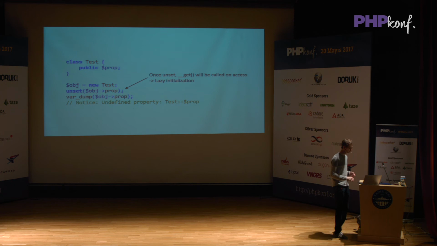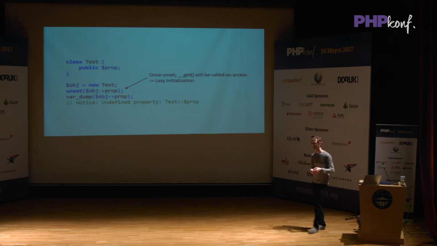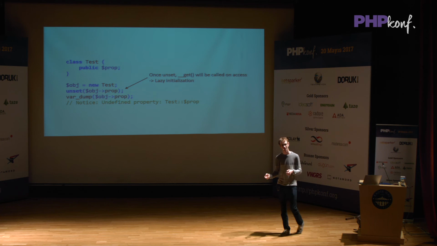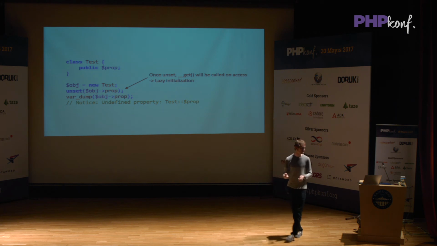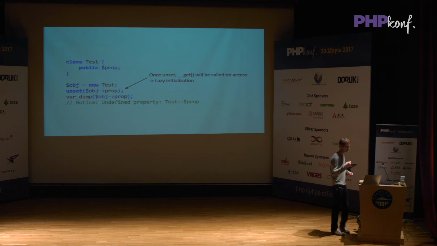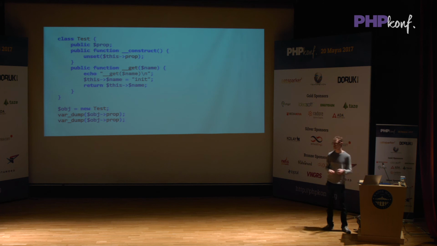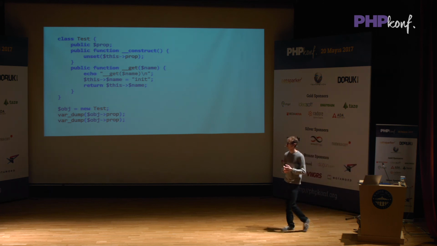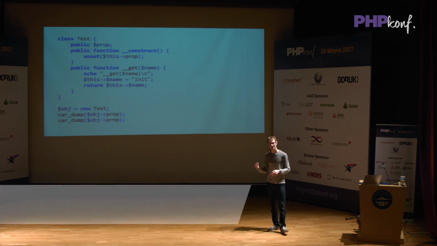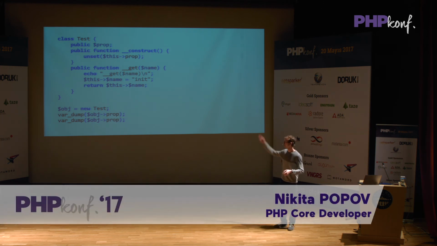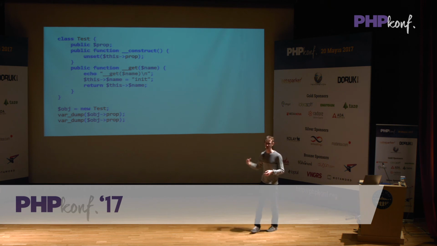The reason why this is kind of interesting is that once the property is unset, it's no longer initialized, so the magic getter will be called the next time it's accessed. Which allows you to perform some kind of lazy initialization. So for example, again, we have a class with a declared property. In the constructor, we unset the property, which means that the next time it's accessed, we will be calling the getter. And here, the getter does some kind of initialization and returns the value.